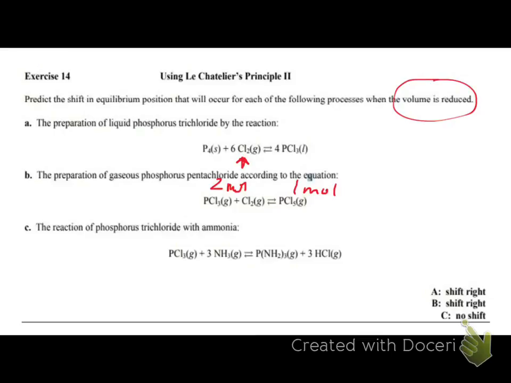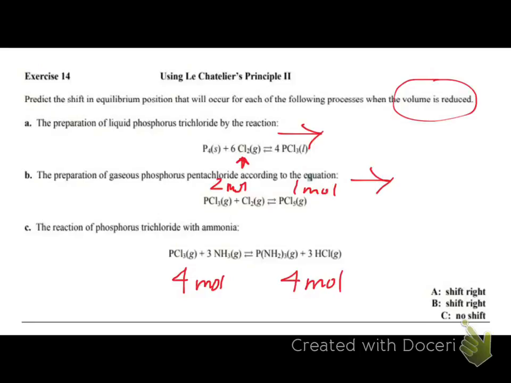Where would it shift in the first one? We said shift right. It would shift right, shift right, but for different reasons. And then the last one, everything is gas. I have 4 moles and 4 moles. So, nothing, no shift. It wouldn't cause a shift because I have an equal number of moles.